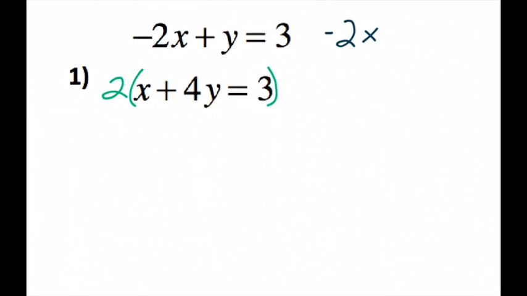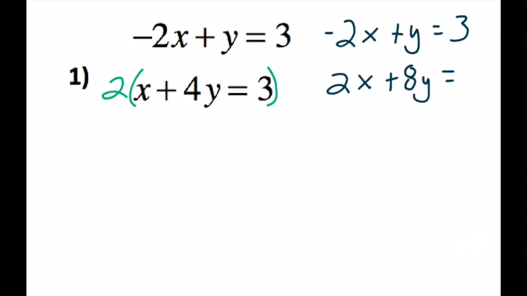Negative 2x plus y equals 3. That stays the same. But now I have to multiply everything through by 2. So 2 times x is 2x. 2 times 4y is now 8y equals, and 2 times 3 is 6.